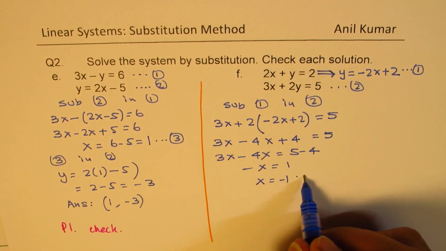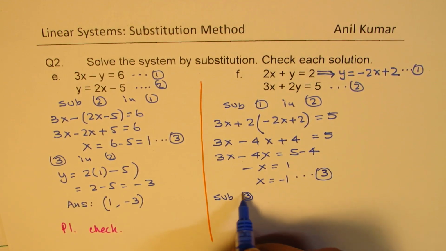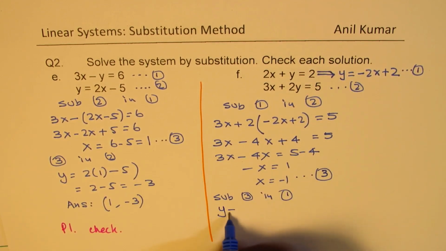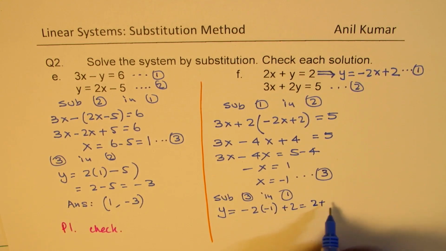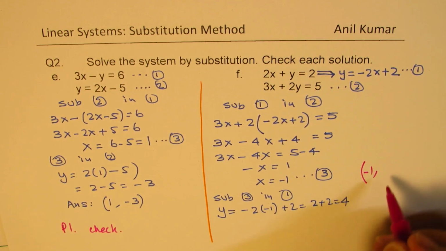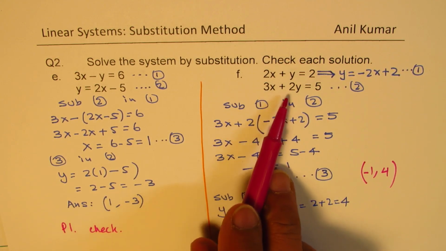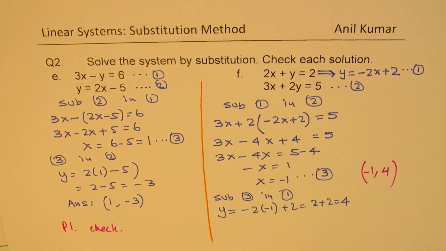Now let's call this our equation number 3. So we'll sub 3 in the first equation to find the y value. So y equals minus 2 times minus 1 plus 2, that gives 2 plus 2, which is 4. And therefore, the solution here is the point x is minus 1 and y is 4. Clear? So that is how we get our answer. So if you substitute minus 1, you get minus 3. And here 4 times 2 is 8. 8 minus 3 is 5. It works. Perfect.